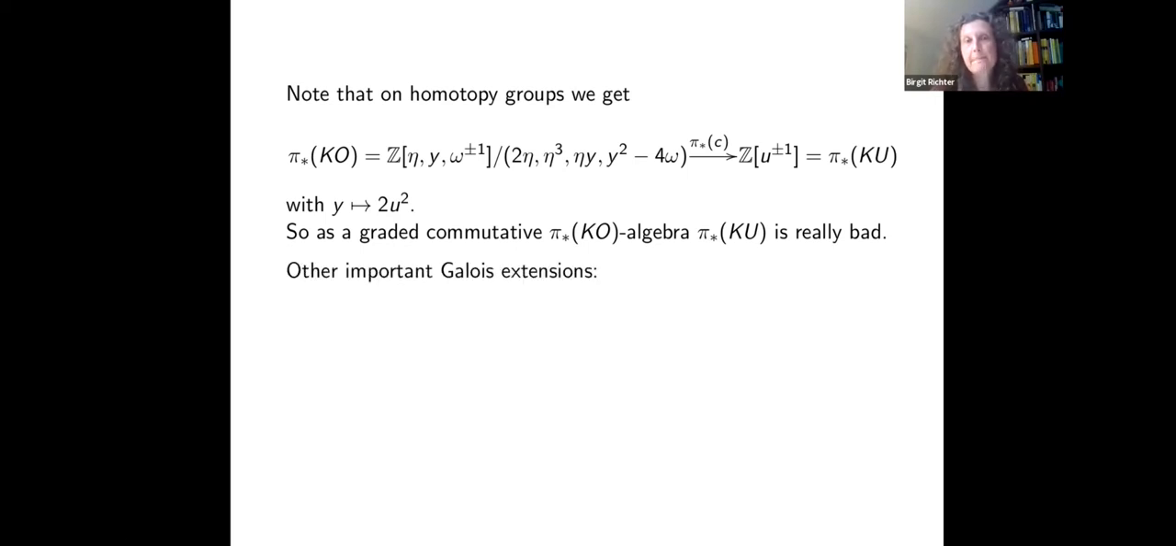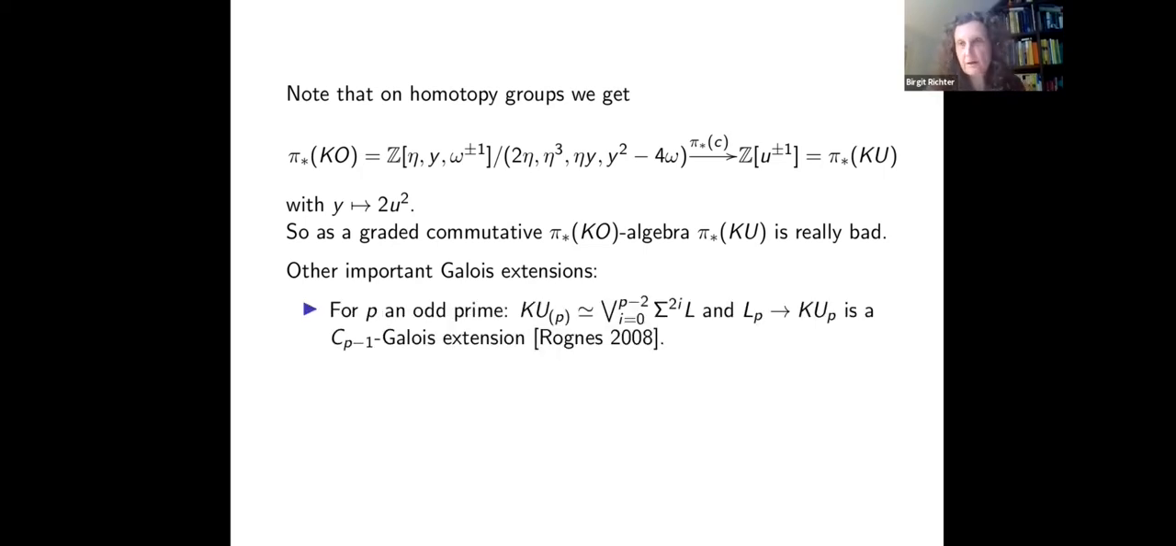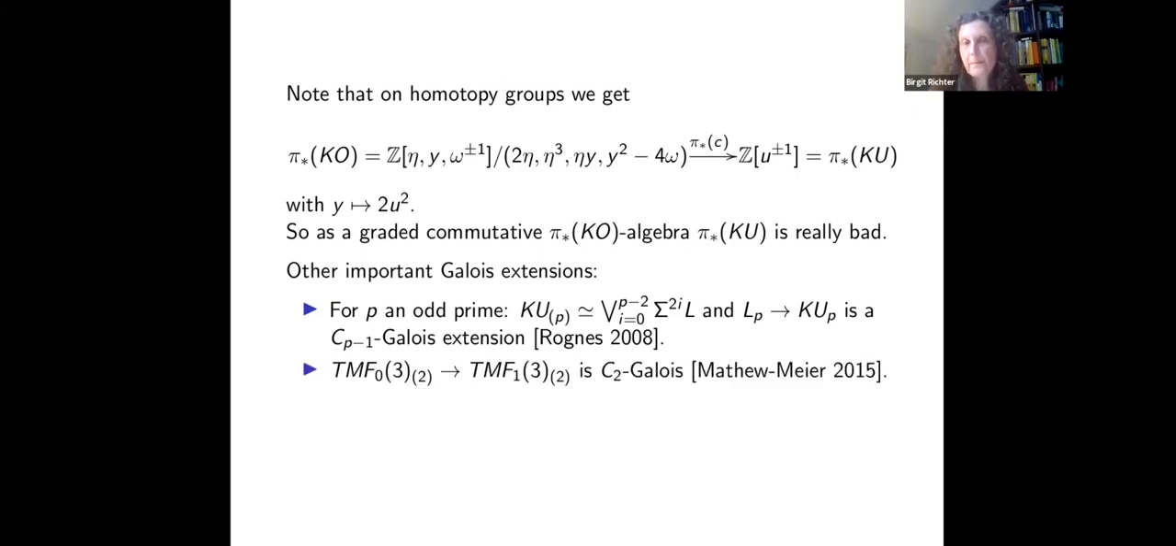So let me just drop some other examples. If you take complex K-theory at an odd prime, it just falls apart into pieces. And there's just an idempotent, and you can split off a bottom summand. And if you p-complete, this is actually a C_{p-1} Galois extension. That's an important but sort of synthetic example. And then there are important examples around TMF. So I saw that Emma is there, so you might like this.